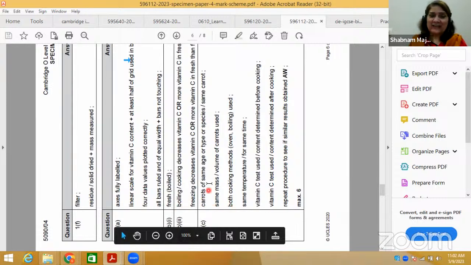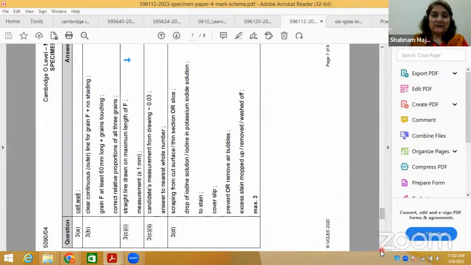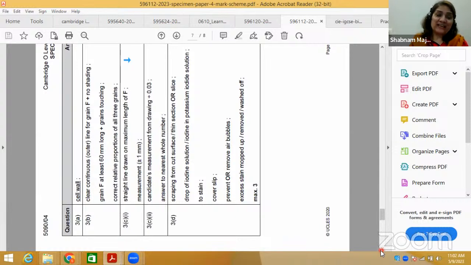तो ये कैरेट्स ऑफ सेम एज टाइप, लिवन ऑलरेडी टोल्ड यू. सेम मास, वॉल्यूम, ऑलरेडी मैंशनड यू. अनसीन में मैंने ये सारा बता दिया था आपको. और विटामिन सी को डीसीपीआईपी से चेक करते हैं, ऑलरेडी टोल्ड यू. तो आई डोंट थिंक सो कि इसमें मैंने जो आपको चीजें बता दी हैं. सेल वॉल लेबल करना था, वो सेल वॉल थी या द वन क्लियर कंटिन्यूस आउटर, ऑलरेडी टोल्ड यू.